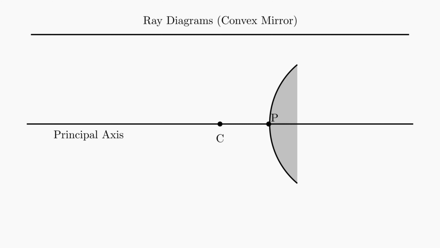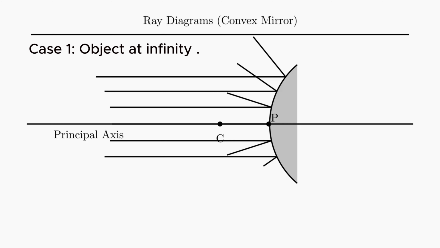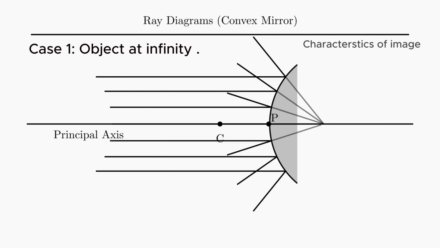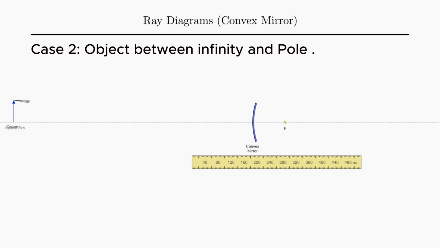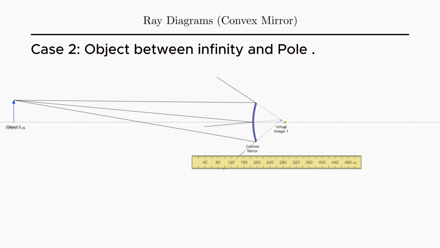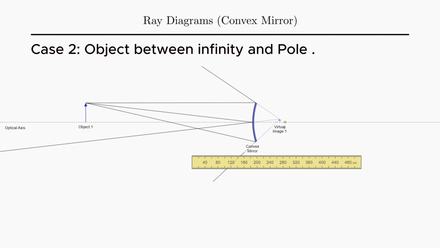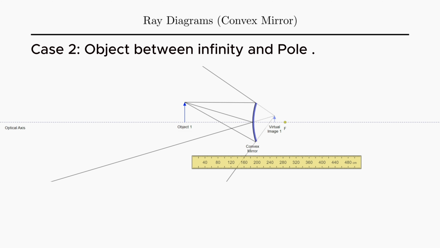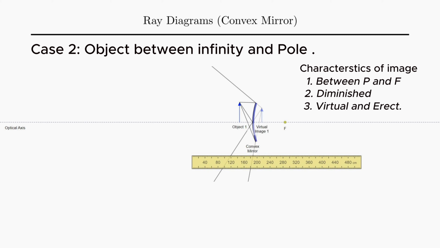For convex mirror, there are just 2 cases. Case 1 is when the object is placed at infinity, then the rays appear to be coming from the focus behind the mirror. The image is point-sized, virtual and erect. For the second case, the object is placed anywhere between infinity and the pole. We will always obtain an image between pole and focus, which is diminished, virtual and erect.